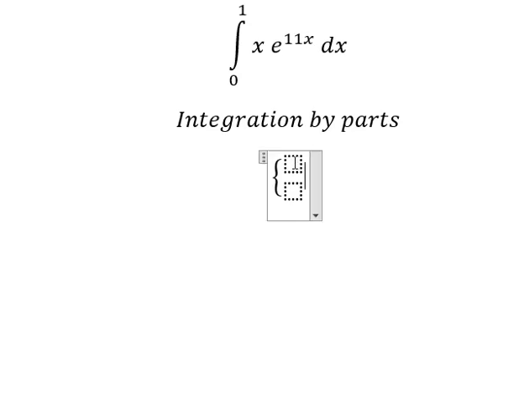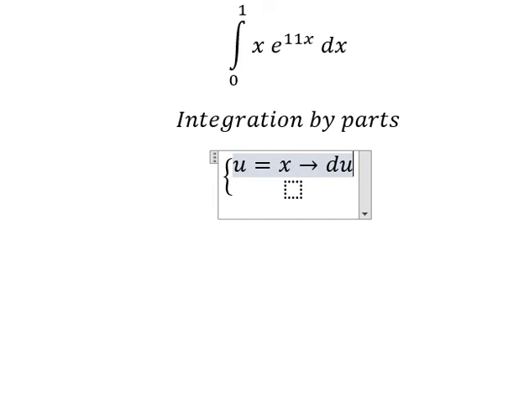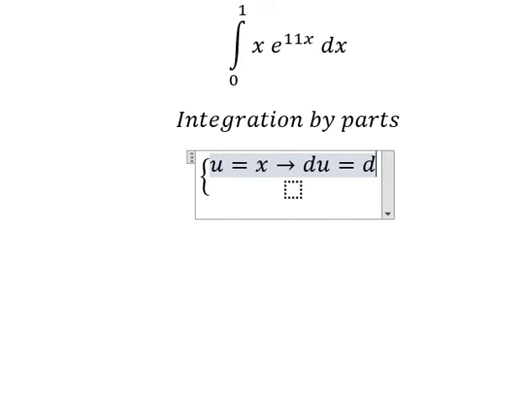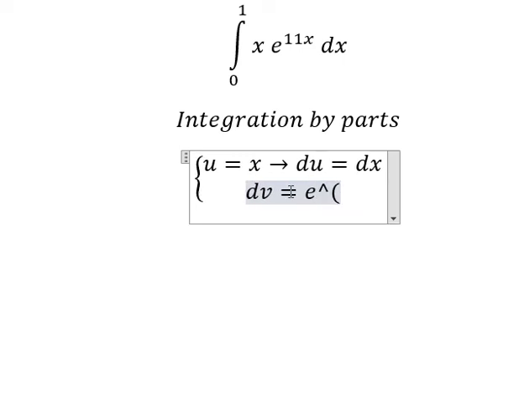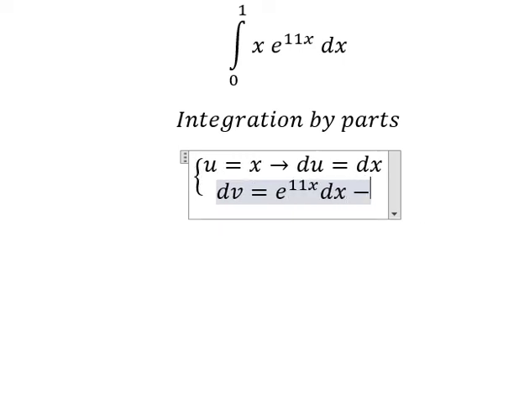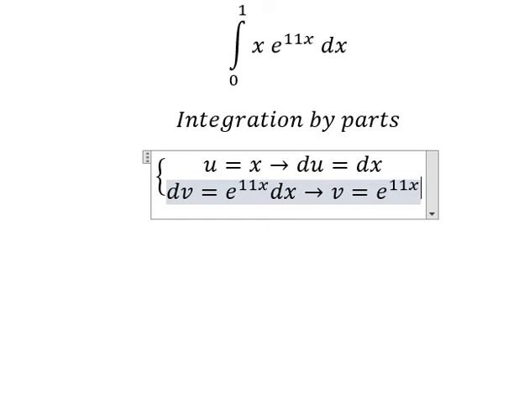u equals s. Then we first take the derivative on both sides. dv, we have e to the power of 11s ds. The integration of this one, we have v equals e to the power of 11s over 11.